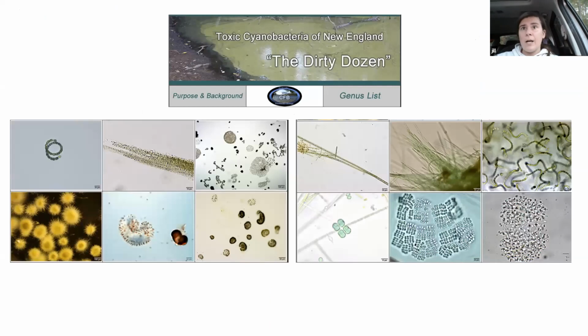So in New Hampshire, we have what we call the dirty dozen. These are the 12 most common types of cyanobacteria that you'd find in any given lake in New Hampshire. You certainly can find others. There's a wide array of cyanobacteria, thousands of different flavors and species, but these are about the most common 12 that you'll see.